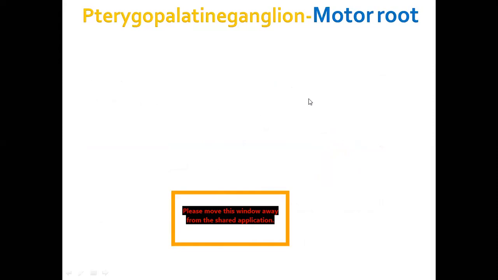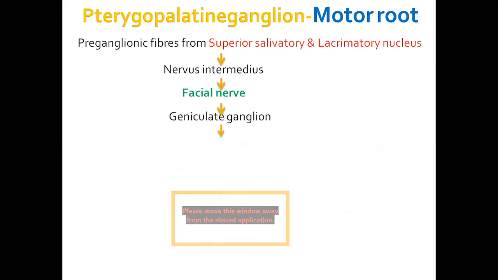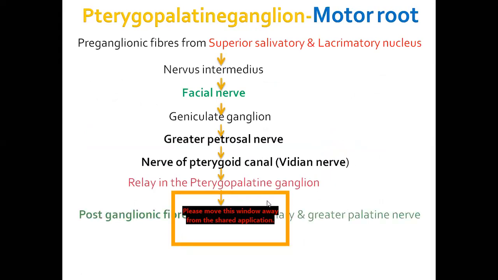This is in the flow chart. Once again, I'm explaining. Preganglionic fibers arise from both the superior salivatory and lacrimatory nucleus. Then it goes to the nervus intermedius, then the facial nerve. From there, the geniculate ganglion. Next is the greater petrosal nerve, which arises from the geniculate ganglion, a branch of the facial nerve. Then the greater petrosal nerve joins with the deep petrosal nerve to form the nerve of the pterygoid canal, also called Vidian's nerve. Then it relays in the pterygopalatine ganglion. From the ganglion, the postganglionic fibers arise, which pass through the maxillary and greater palatine nerve.